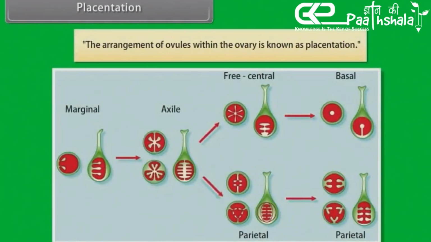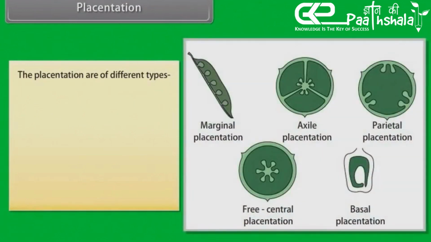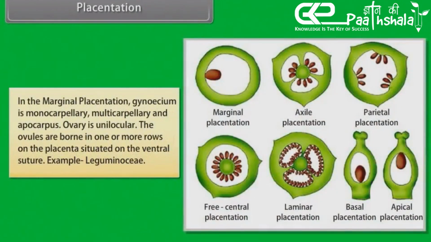The arrangement of ovules within the ovary is known as placentation. The placentations are of different types: marginal, axile, parietal, basal, central, free central, superficial. In the marginal placentation, gynoecium is monocarpellary, multicarpellary, and apocarpous. Ovary is unilocular. The ovules are borne in one or more rows on the placenta situated on the ventral suture.